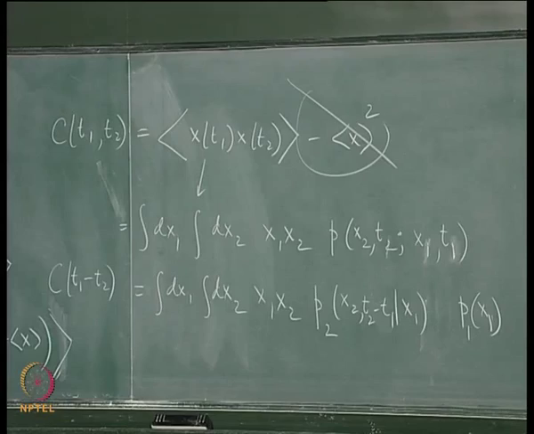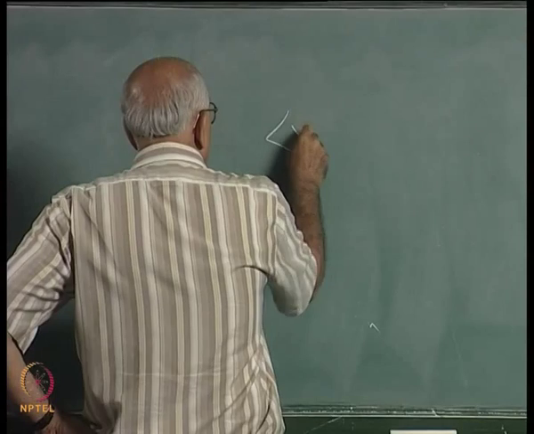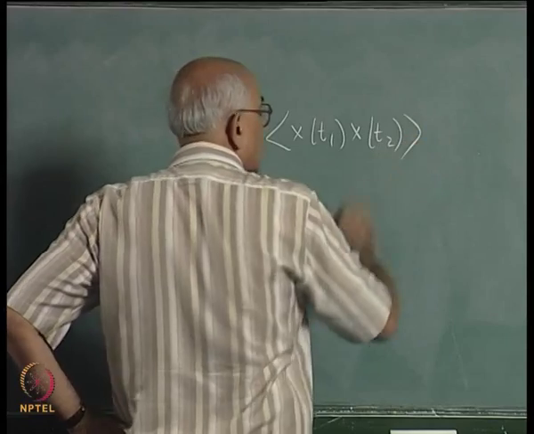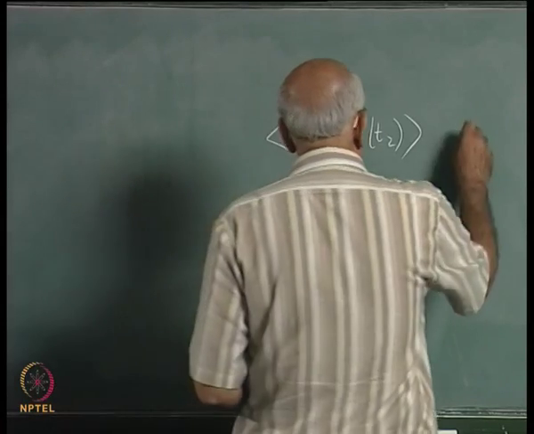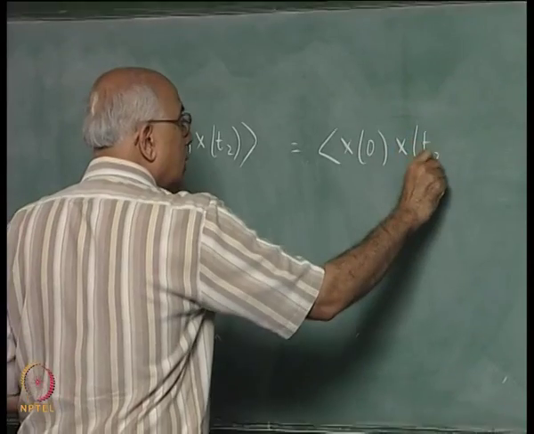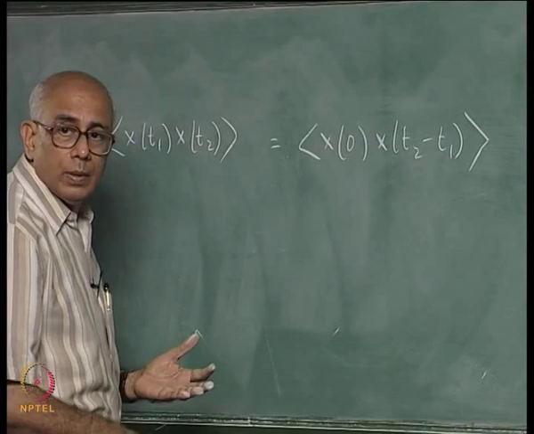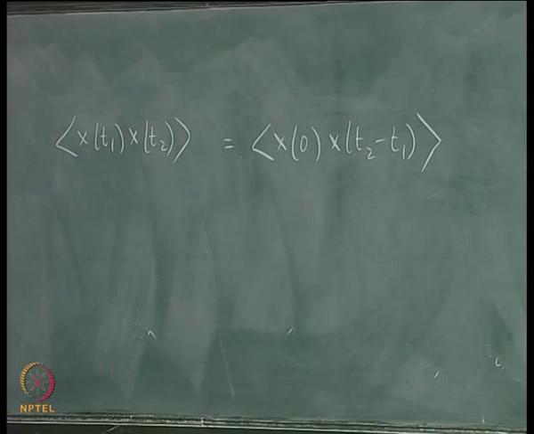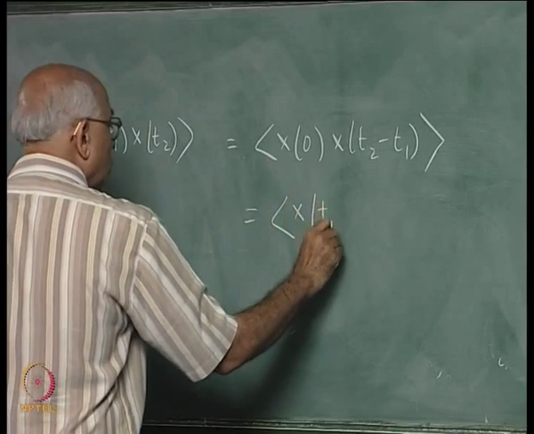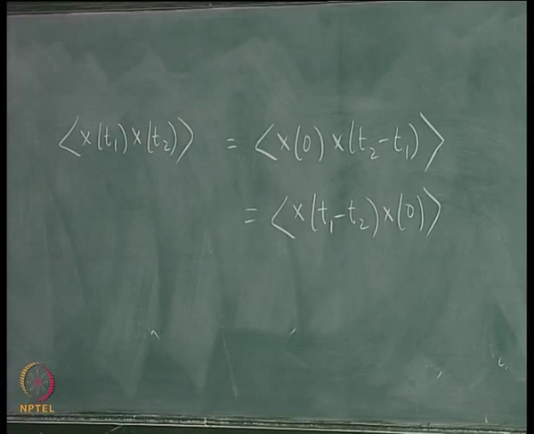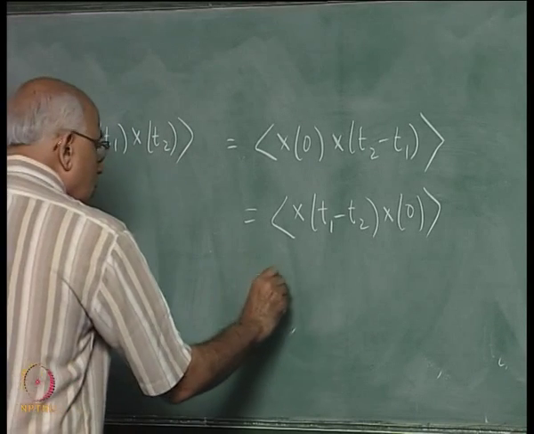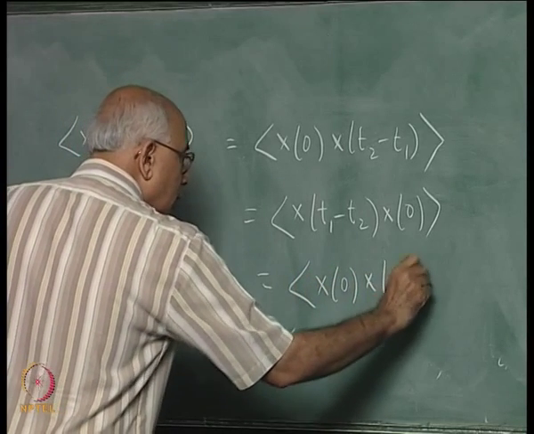But you can say a little more than that. Notice that if it is stationary, you could actually write this C of T1 and T2, so this quantity x of T1, x of T2, if I subtract from both sides T1, and I set T1 equal to 0, or I shift the origin to T1, you could also write this as x at 0, x of T2 minus T1. But I could also have shifted T2, right? So you could also write this as x of T1 minus T2, x of 0. But if these are classical variables, there is no problem about commuting them, so this is also equal to x of 0, x of t1 minus t2.